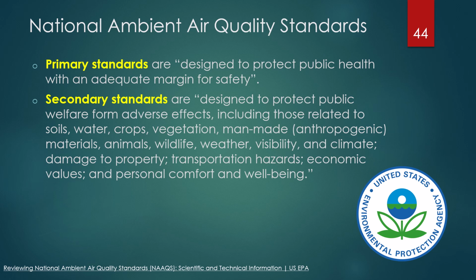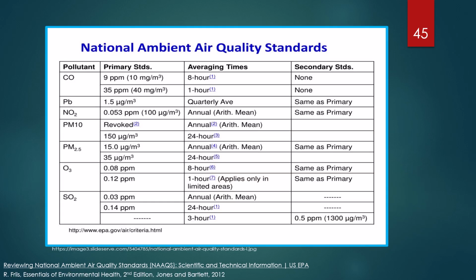Primary standards are designed to protect public health with an adequate margin for safety. Secondary standards are designed to protect public welfare from adverse effects, including those related to soils, water, crops, vegetation, man-made anthropogenic materials, animals, wildlife, weather, visibility, and climate, damage to property, transportation hazards, economic values, and personal comfort and well-being. This table lists the primary and secondary standards for those 6 criteria pollutants.